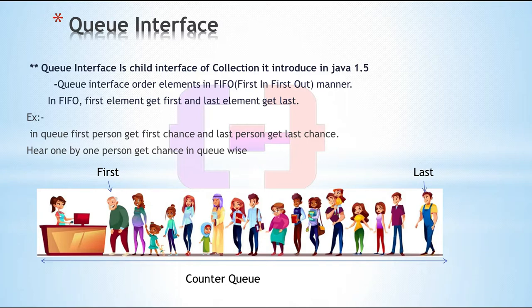In this example, you can see in a queue the first person gets the first chance and the last person gets the last chance. Here one by one, people get a chance queue-wise. In a real life example, if you want to get a ticket, or do some reservation, then we have to stand in a queue and get a chance one by one. First person, then second person, then third person. In this way they get a chance.